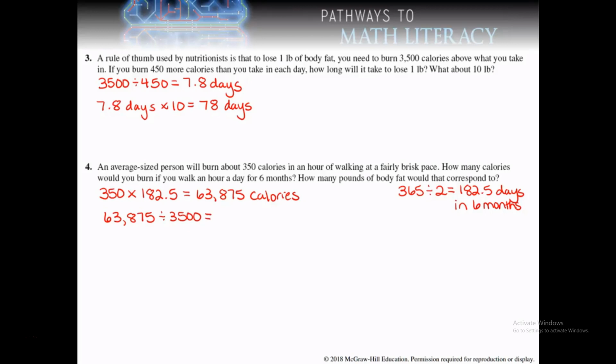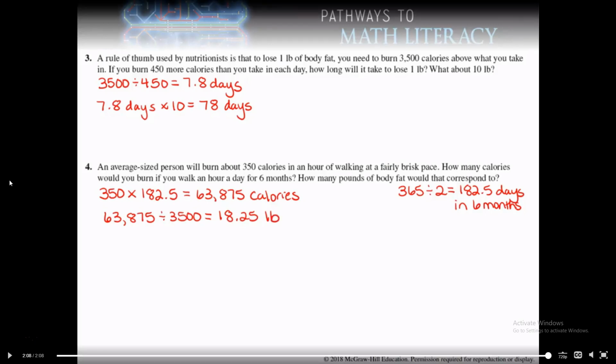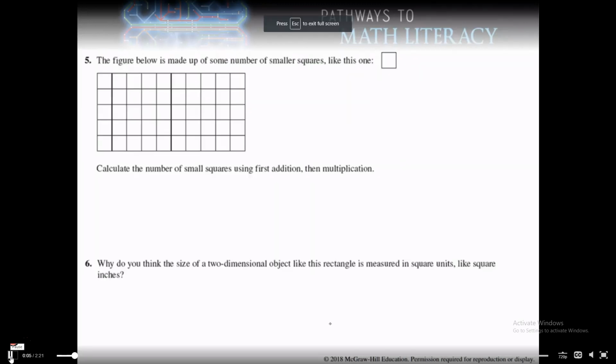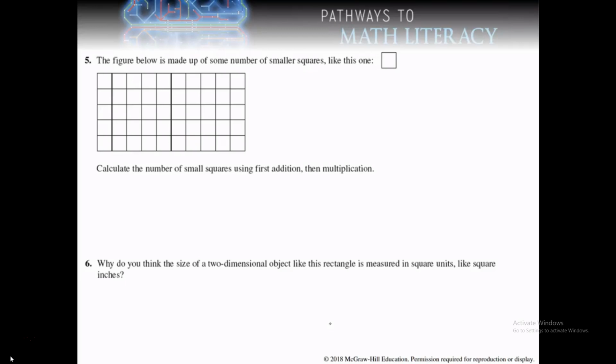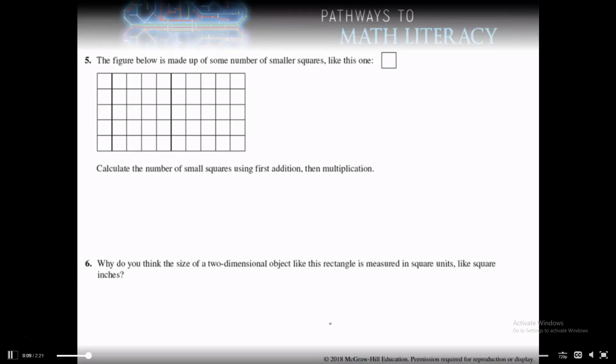In 5, the figure below is made up of smaller squares. Calculate the total number of small squares 2 different ways. So first we're going to do it using addition. Well, if I'm going to add, I'm going to first count up how many are in each row. So 1, 2, 3, 4, 5, 6, 7, 8, 9, 10 in a row.